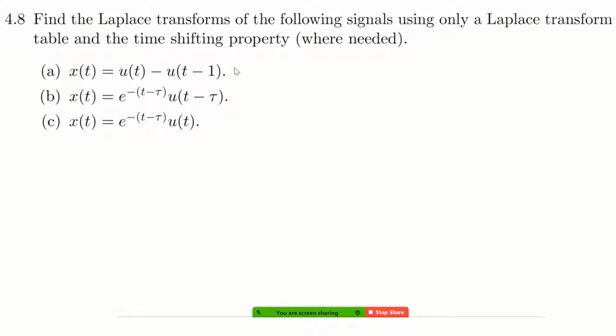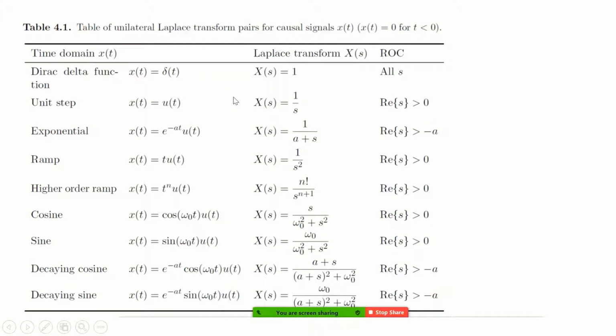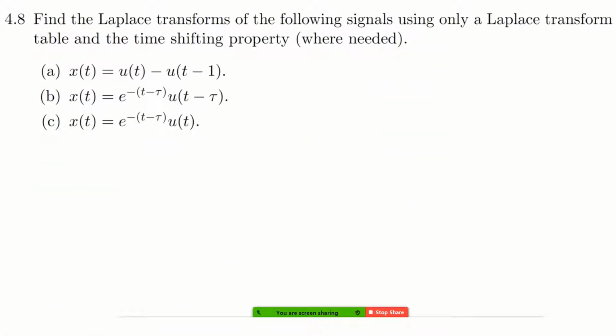So I copied the transform table here so we can refer to that whenever we need, and we should use only the shifting property. But what is the shifting property? Well, we can write the shifting property for a signal x(t) like this. So assume for a signal x(t), the Laplace transform is X(s).